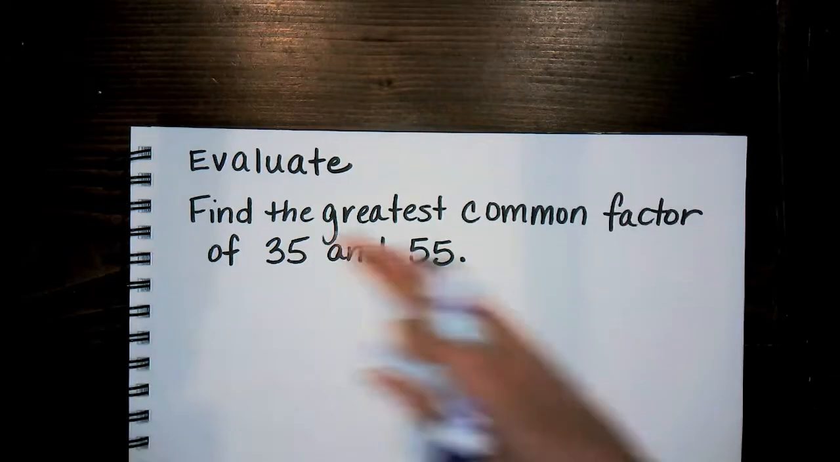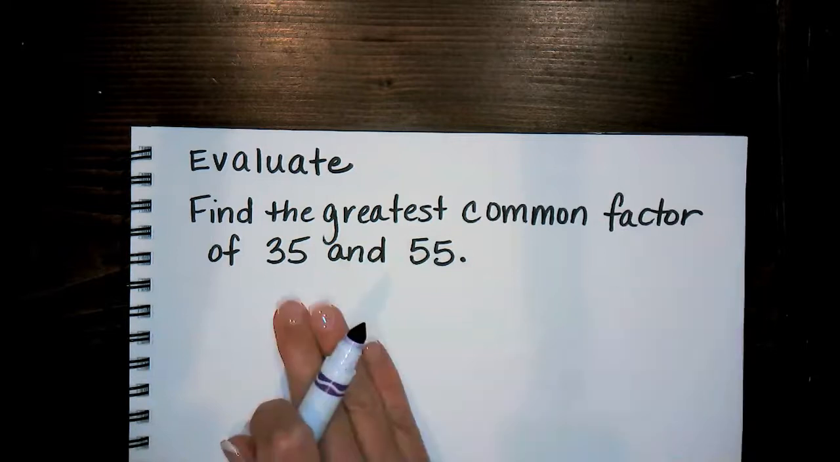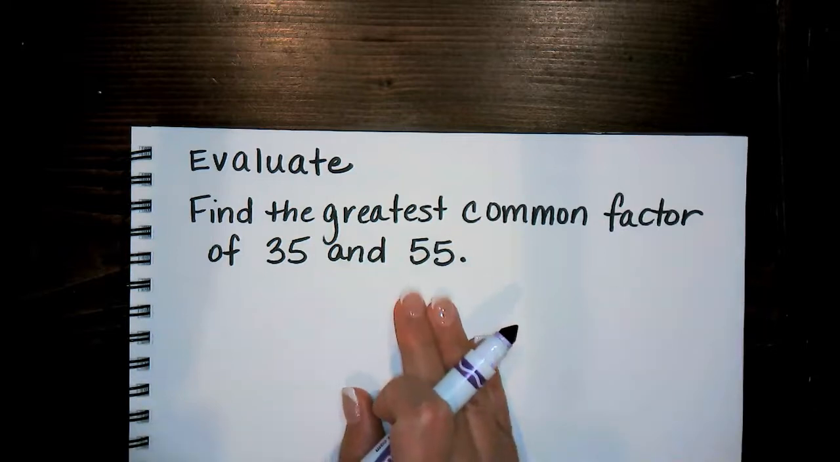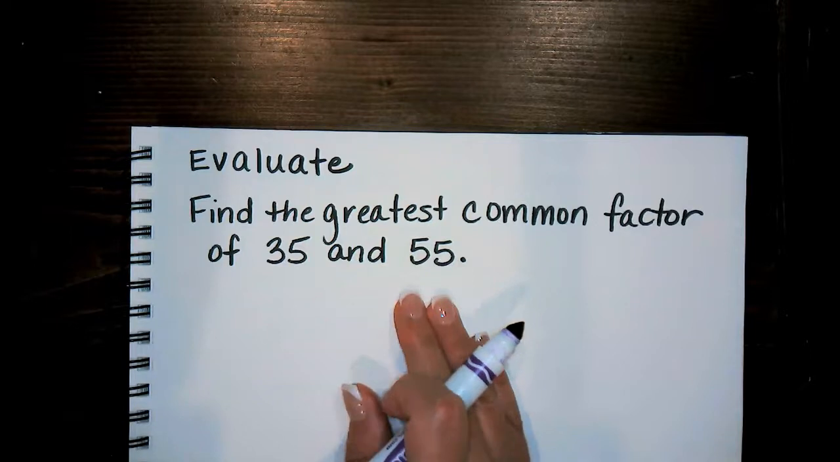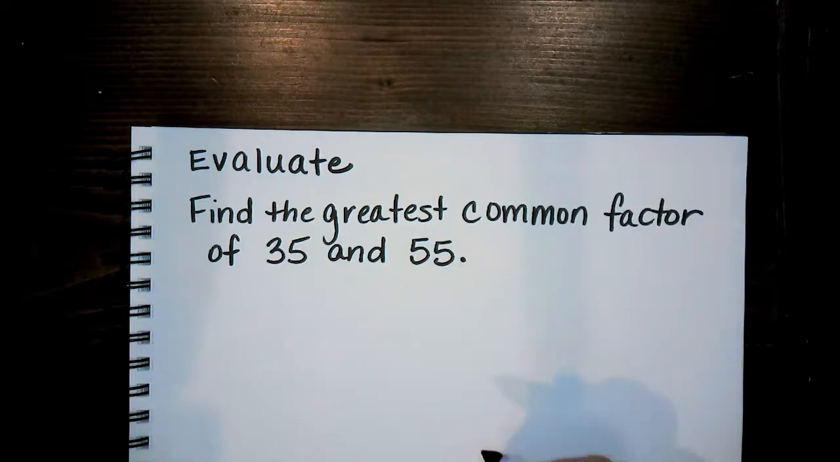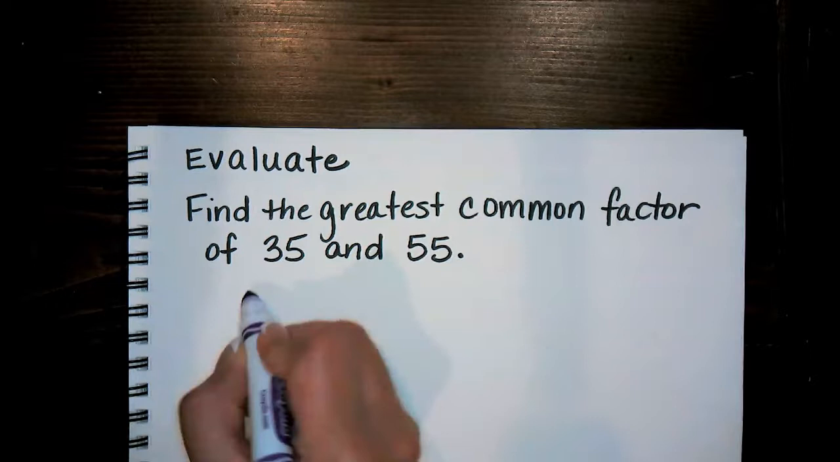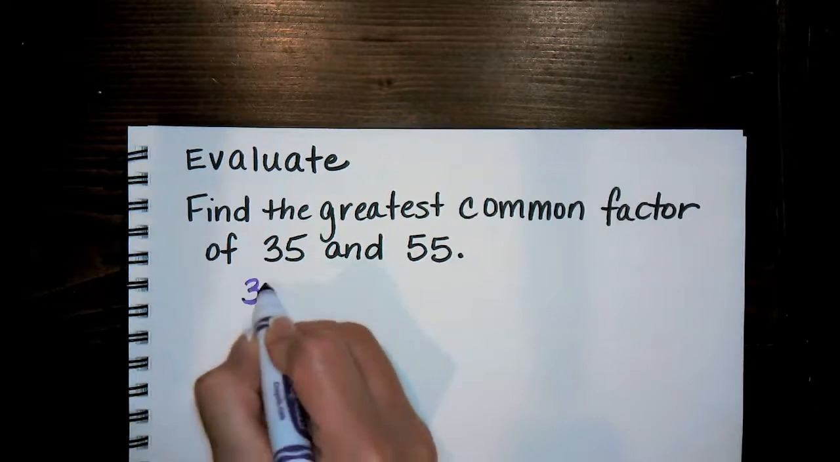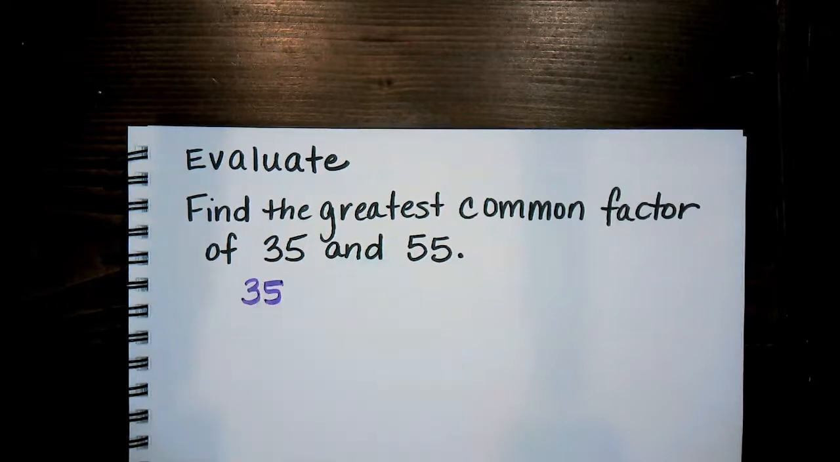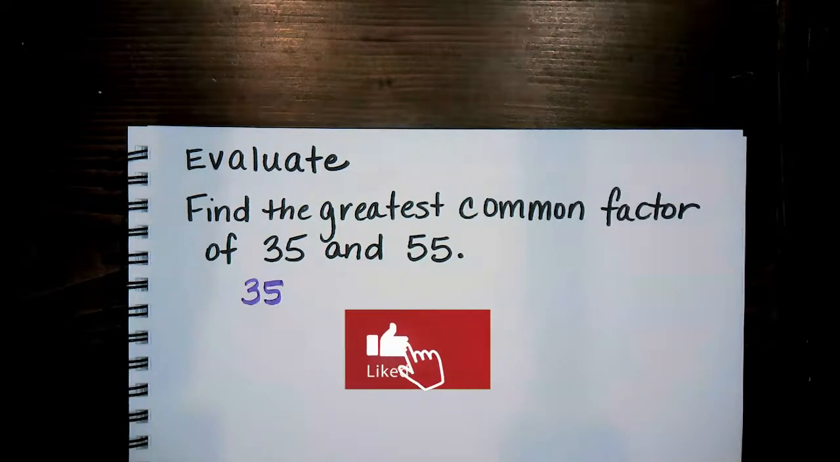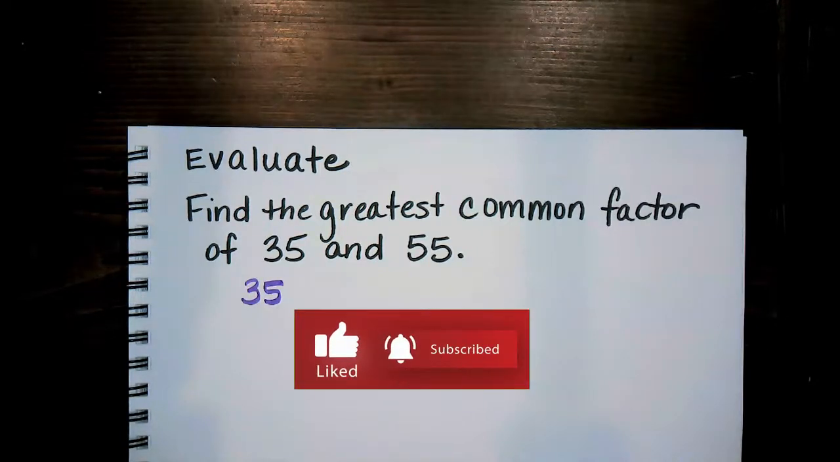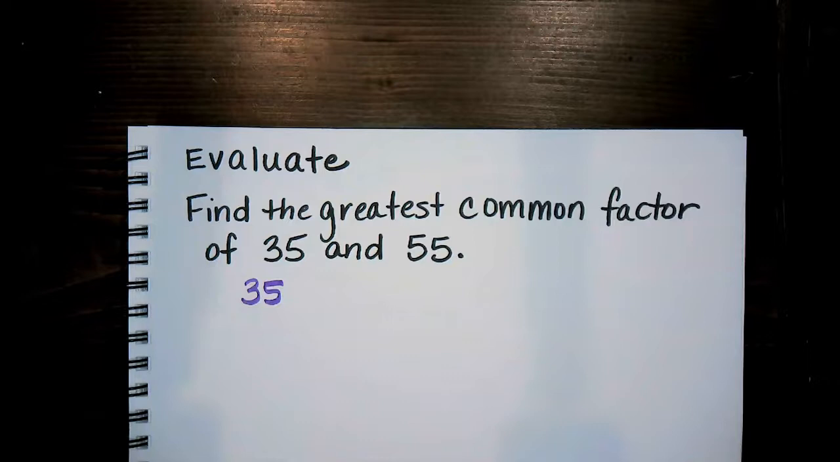Take a look at finding the greatest common factor of 35 and 55. I'm going to use a factor tree to help me do that. You may ask, what is a factor tree? Let me show you. We're going to take the 35 and ask ourselves, what two numbers multiply to give us 35? Well, two numbers that multiply to give us 35 are 5 and 7.